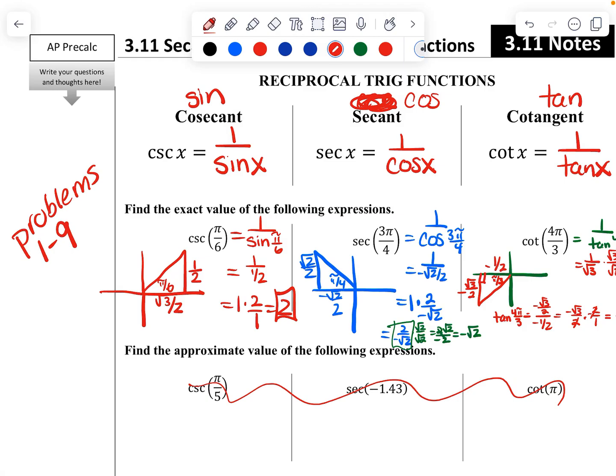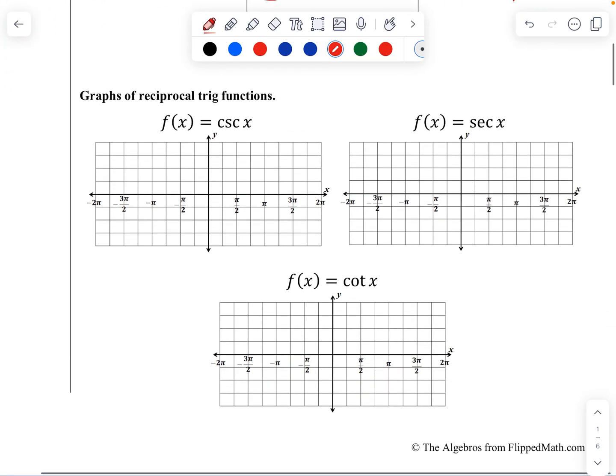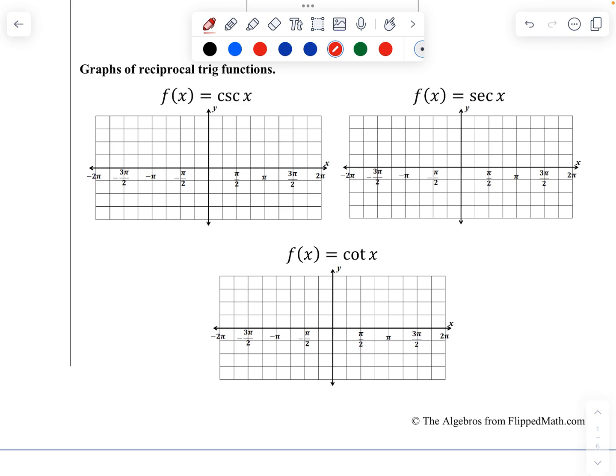So yesterday we looked at the reciprocal ones. Today we're going to take a look at the graphing of these. So again, cosecant is 1 over the sine of x.